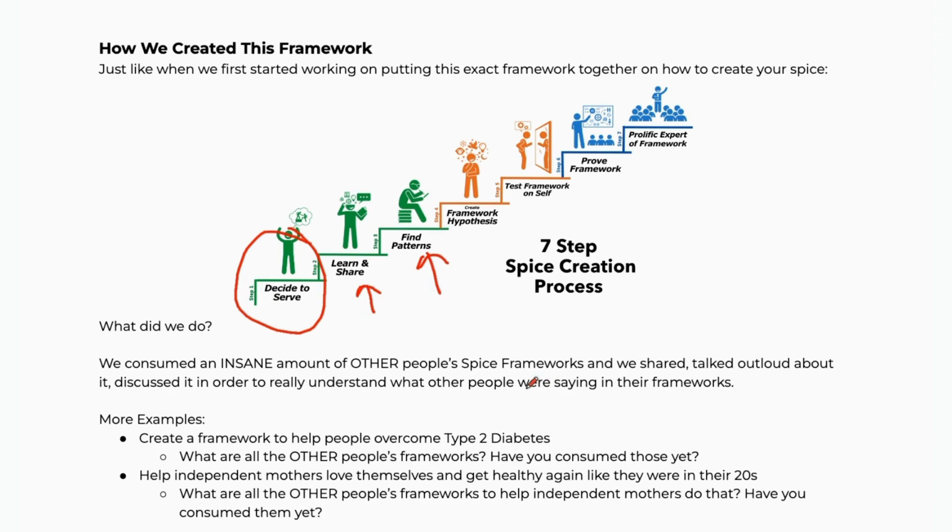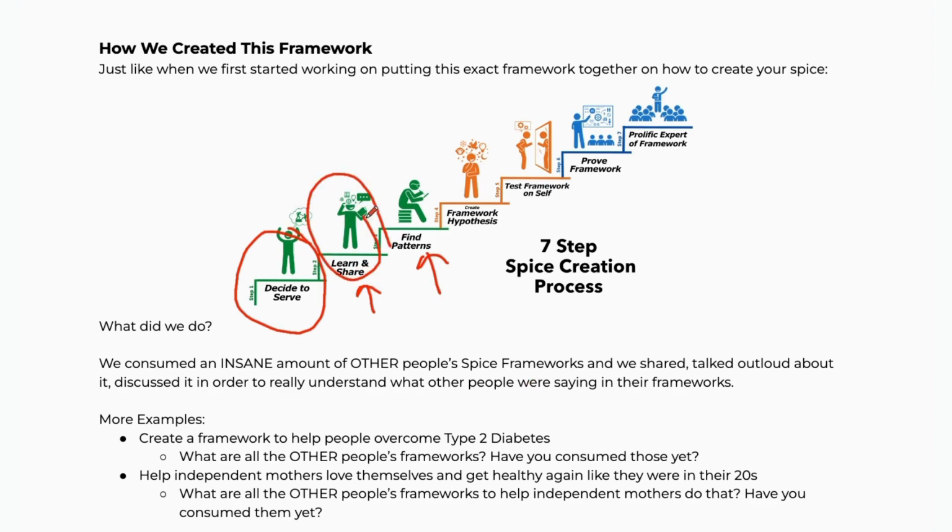Other examples of this: if you want to create a framework on helping other people overcome type 2 diabetes, the question is, what are all of the other people's frameworks in terms of helping people with type 2 diabetes? Have you consumed those frameworks yet? If your goal is to help independent mothers love themselves and get healthy again and feel like they're in their 20s, the question is, what are all of the other people's frameworks that help independent mothers do that? And have you consumed them? Have you studied them? Are they in your swipe file? Are you looking at other people's processes? That's what we're talking about when you're learning it.